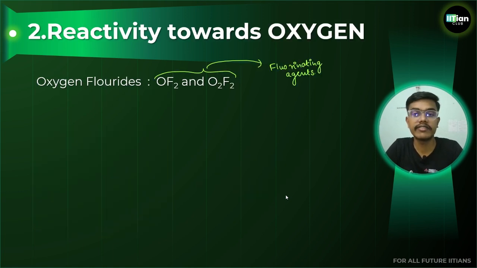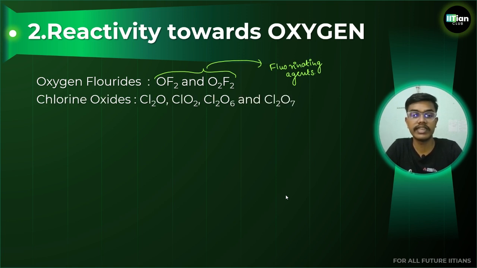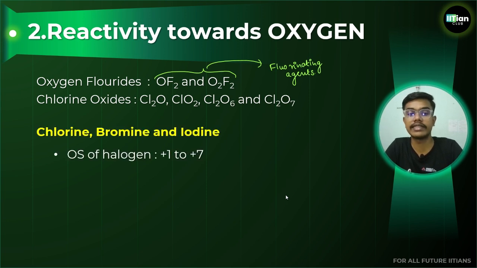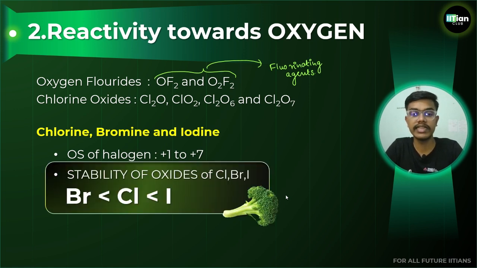Next up, we have reactivity towards oxygen, and it forms oxygen fluorides, OF2 and O2F2. These are strong fluorinating agents, and there are chlorine oxides as well, Cl2O, ClO2, etc. Other halogens, chlorine, bromine, iodine, form oxides in the oxidation states +1 to +7. And the stability of oxides of chlorine, bromine, iodine is in this order. The order of the stability of oxides is broccoli. This is the trick to remember this, and this was once tested in JEE Mains as well.